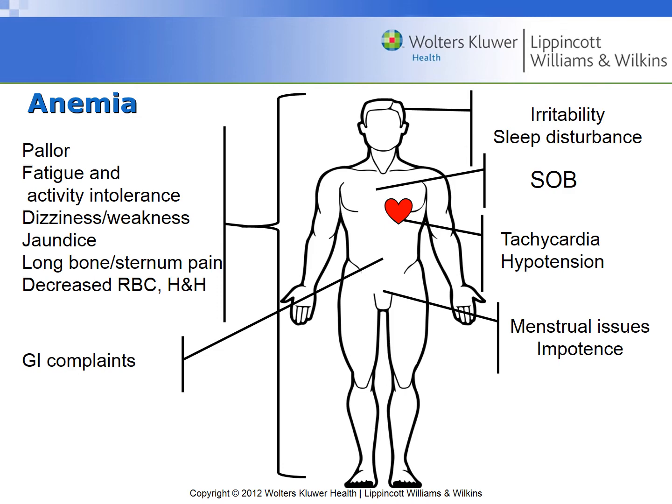And for men and women, menstrual issues and impotence is another from anemia, again from a volume perspective. For men, it's from a volume perspective, and menstrual issues for women, you may have dysmenorrhea or amenorrhea, depending on how severe the anemia.